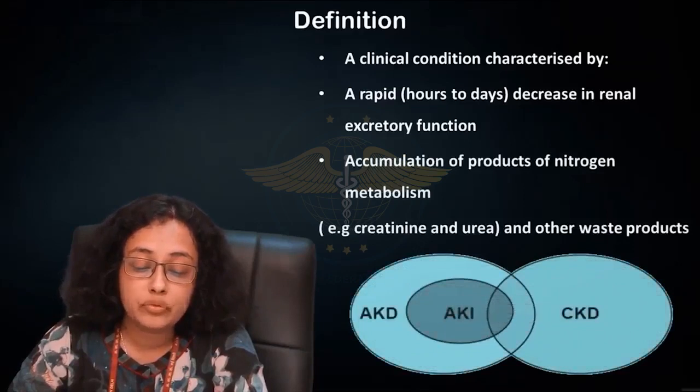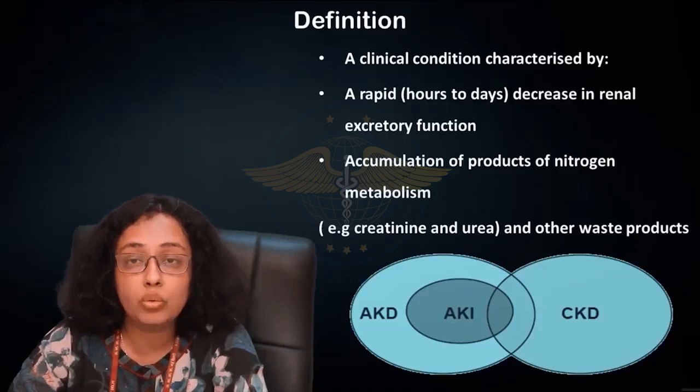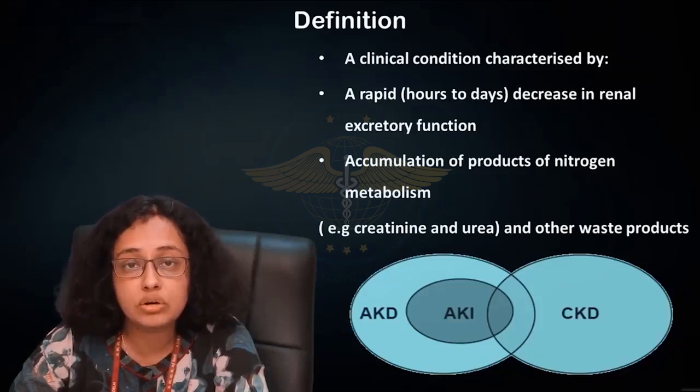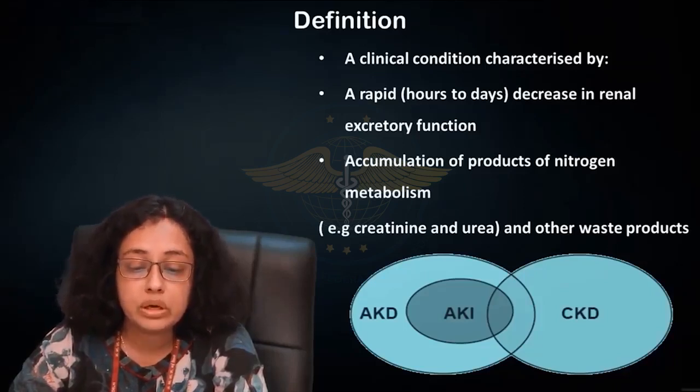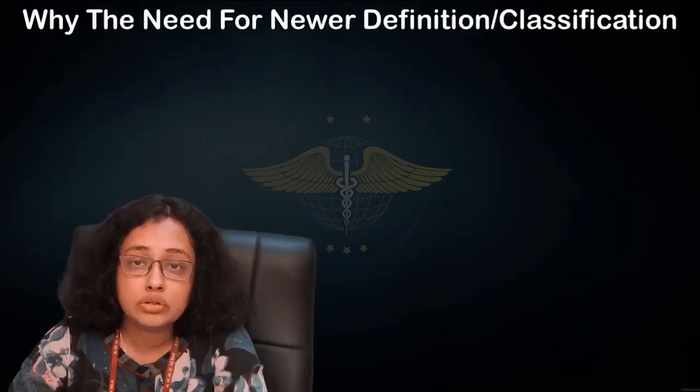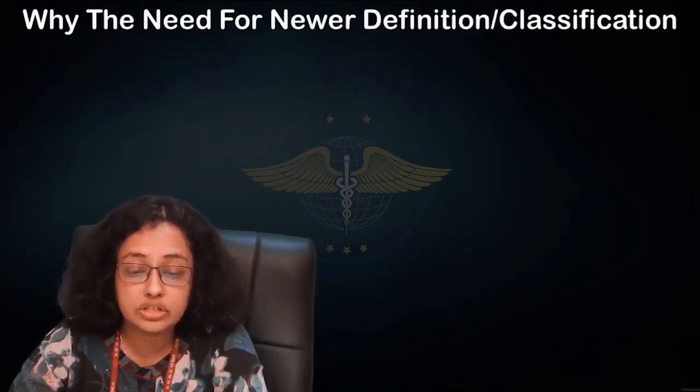And when we talk about acute renal failure or acute kidney injury, it could be an overlap. It could be an acute worsening in a previously normal kidney, or it could be an acute worsening superimposed on an already diseased or chronically injured kidney. Now, this was what was known as acute renal failure in the earlier days, but now the definition has changed.